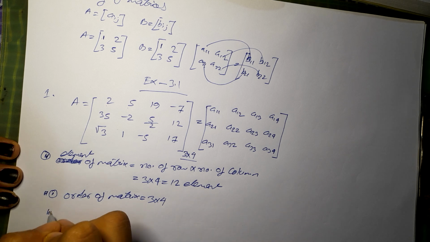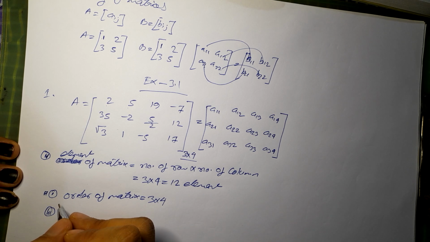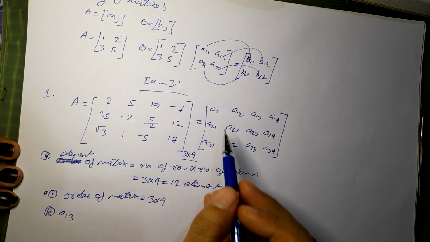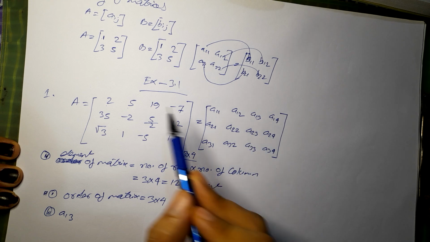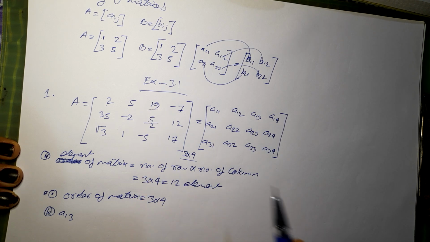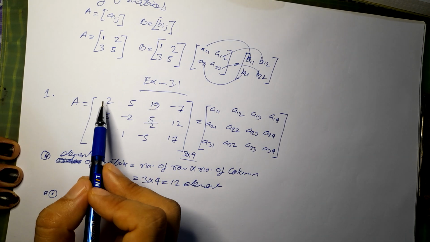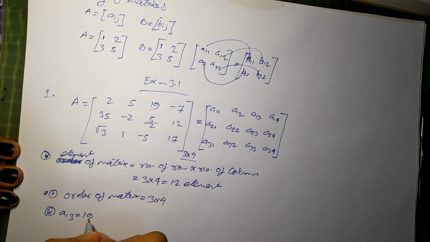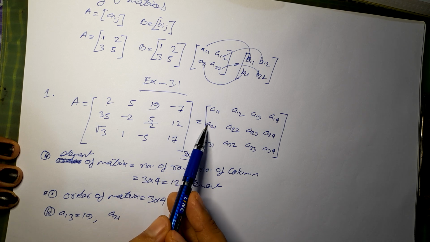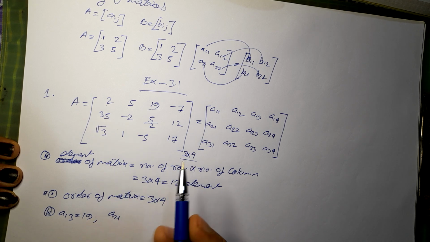Roman number 3. In Roman number 3, you have to find the position of A13. Where is the 1 3? This is the 1 3. 1 means first row and third column, the starting one. So that is 19. Next, A21. Where is the 21? This is the 21, 35.